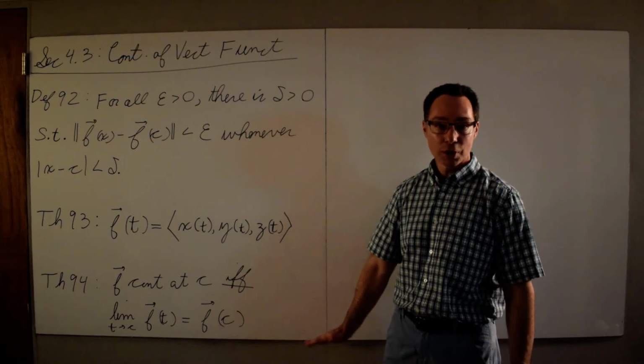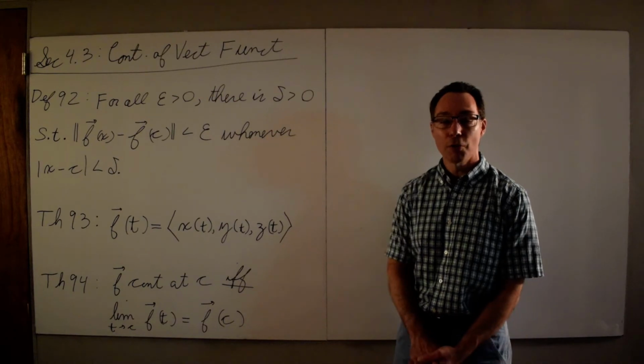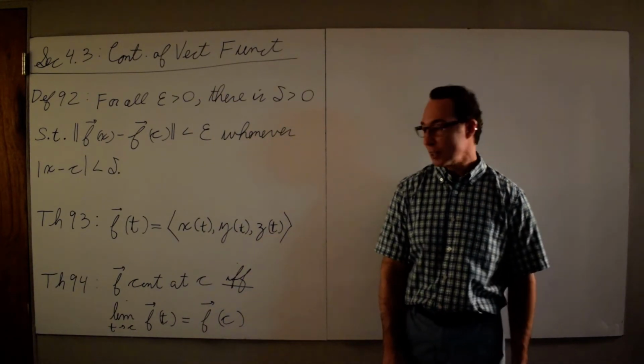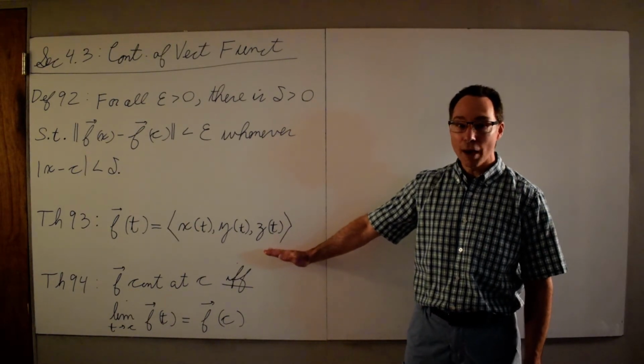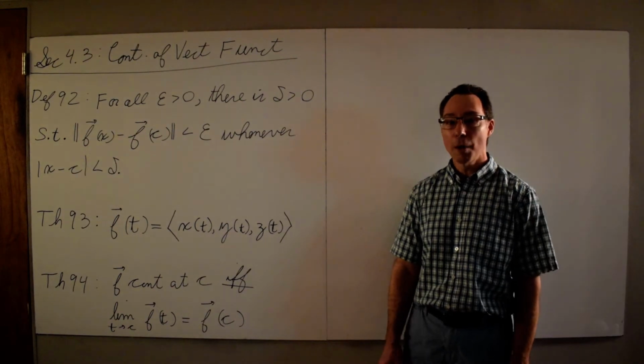That is very similar to what we did in Calc 1. It's just that in Calc 1 we had real valued functions. Now we're dealing with vector valued functions. And I'm going to say this again: you can think of the real line as V sub 1. So you can think of the real line as one-dimensional vectors.